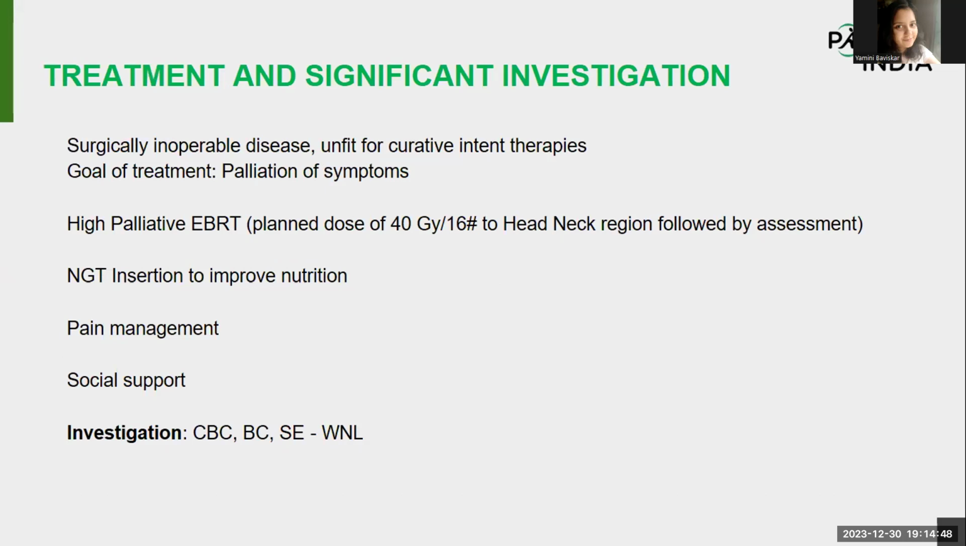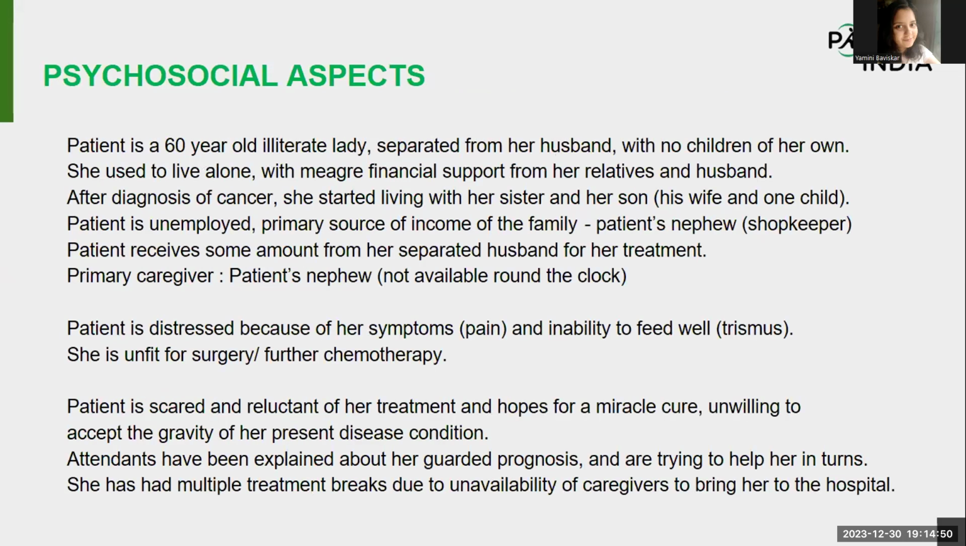Psychosocial aspects were challenged. Next slide, please. So she is a 60-year-old illiterate lady separated from her husband with no children of her own. She earlier used to live alone with little support from her relatives and husband. But after diagnosis of cancer, she started living with her sister and her son, who also has a wife and child of his own. Patient is unemployed, and the primary source of income for the family is her nephew, who's a shopkeeper, and has to feed his wife, child, and his mother, and now the patient.